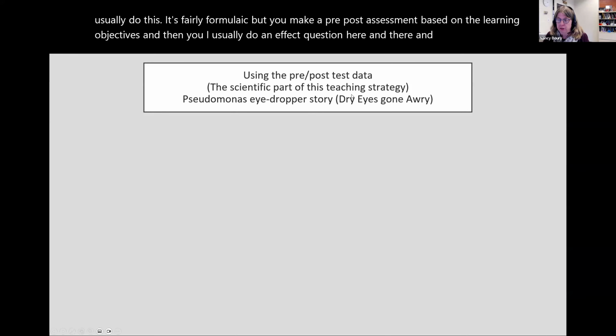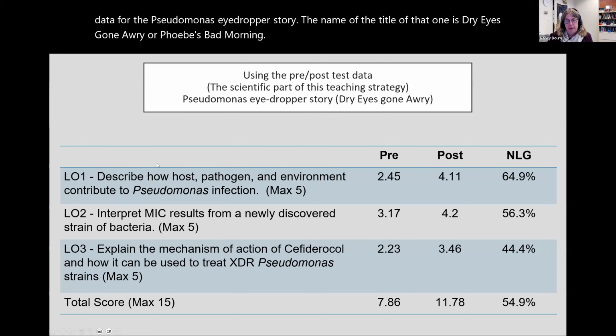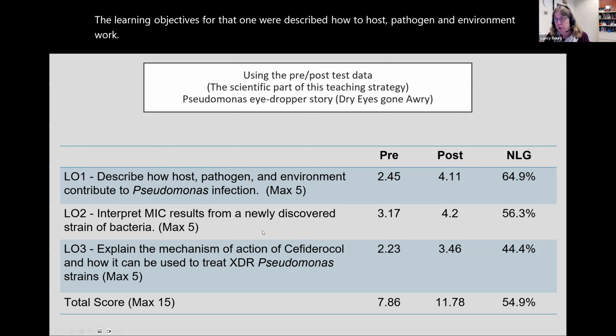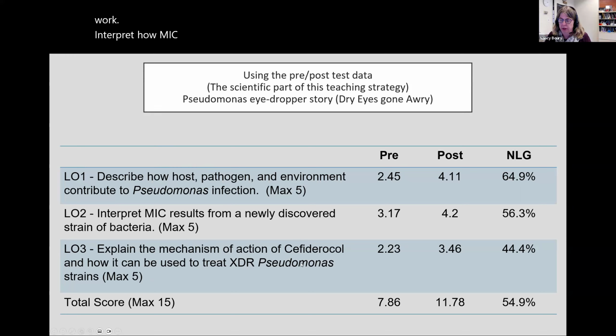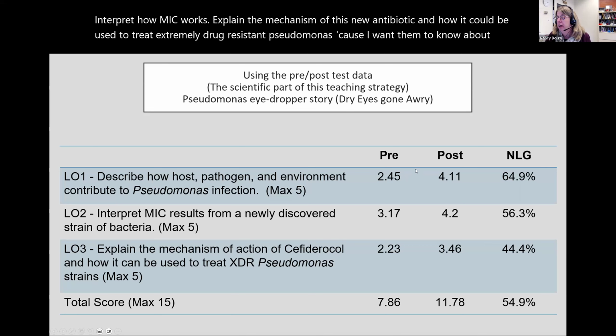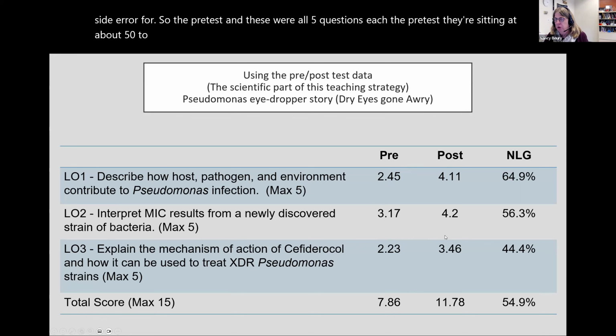And so the pre-post data for the Pseudomonas eyedropper story, the title of that one is Dry Eyes Gone Awry, or Phoebe's Bad Morning. The learning objectives for that one were to describe how the host, pathogen, and environment work, interpret how MIC works, and explain the mechanism of this new antibiotic and how it could be used to treat extremely drug-resistant Pseudomonas, because I want them to know about that siderophore. The pre-test and post-test were five questions each. On the pre-test, they're sitting at about 50 to 60%. On the post-test, they're looking at 70 to 75%.